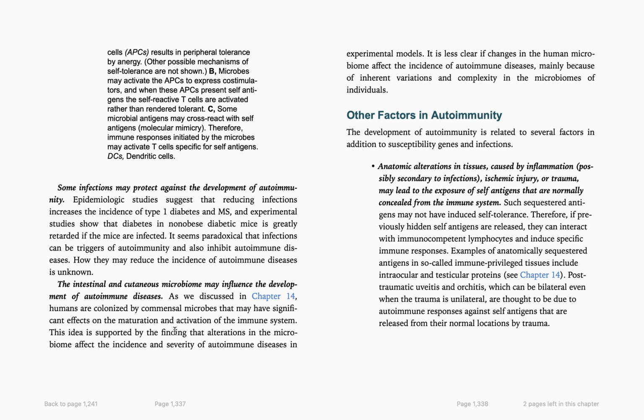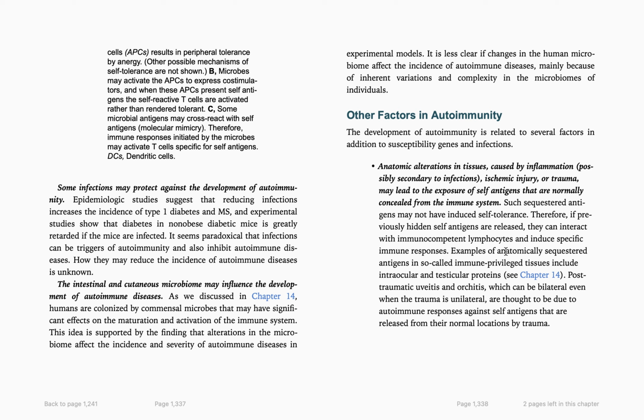Other factors in autoimmunity: the development of autoimmunity is related to several factors in addition to susceptibility genes and infection. Anatomic alteration in tissue caused by inflammation, possibly secondary to infection, ischemic injuries, and trauma may lead to the exposure of self-antigens that are normally concealed from the immune system. Such sequestered antigens may not have induced self-tolerance. Therefore, when previously hidden self-antigens are released, they can interact with immunocompetent lymphocytes and induce a specific immune response.